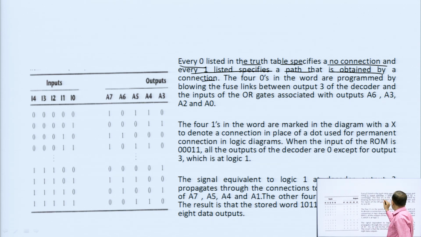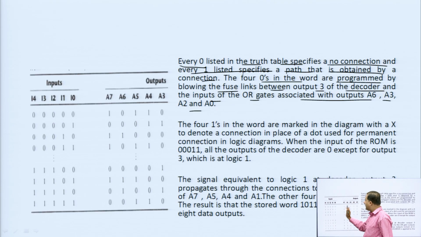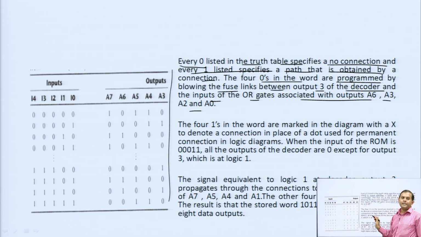So, the 4 zeros in the word are programmed by blowing the fuse links between output 3 of the decoder and the inputs of the OR gates associated with the outputs A6, A3, A2 and A0. Whatever I have taught you in this bigger truth table, the same thing we have taken as a small partial truth table up to A3, and for that we have written these truth table values. Okay. So, the 4 ones marked in the diagram with a cross denote a connection in place of the dot used for the permanent connection in the logic diagram.